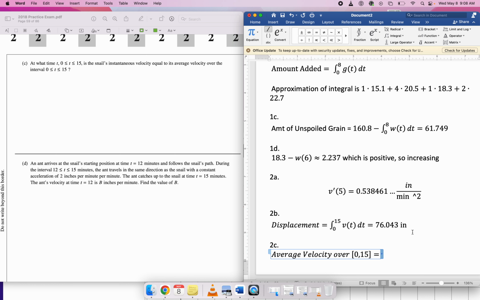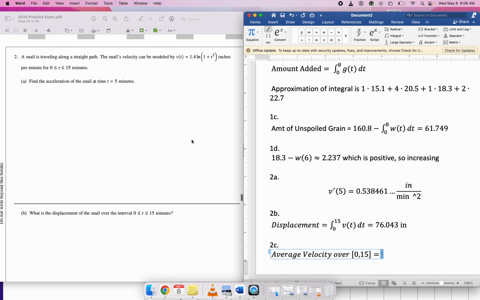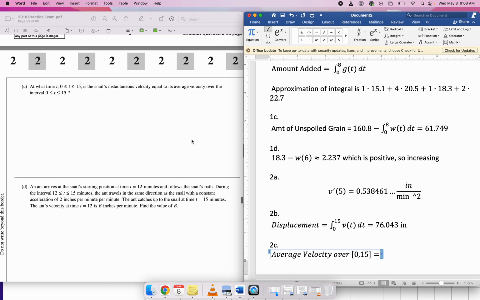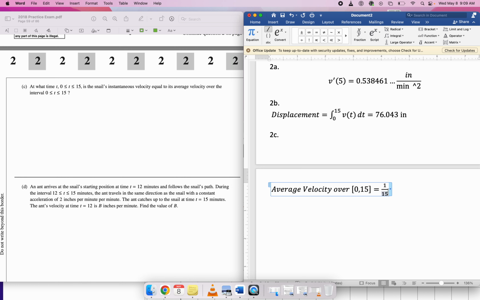Well, you might be thinking to yourself, oh, I need to find the position function and then compute the average rate of change of that position function over 0 to 15. That would work, but you're not going to find the position function. This guy's too complicated. You're not going to find an antiderivative. You don't need to. There's an alternative way. The average velocity over 0 to 15 can also be found by simply computing the average value of the velocity function. So that's 1 over 15 minus 0 times the integral from 0 to 15 v of t dt.